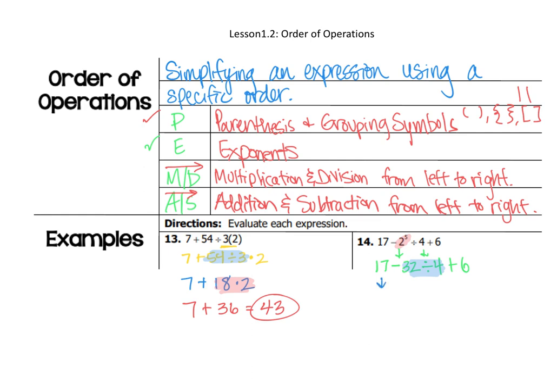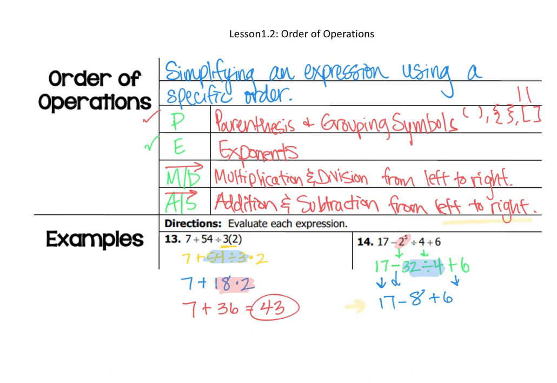So I'm bringing down 17. I'm bringing down the minus sign. Okay, everything that we haven't used yet. 32 divided by 4 is 8, and then bring down plus 6. Now this is a lot of times where maybe we didn't pay attention or maybe it wasn't really emphasized, but addition right here, 8 plus 6, we do not do that first. It is not more special than the subtraction. It again is whatever comes first from left to right.